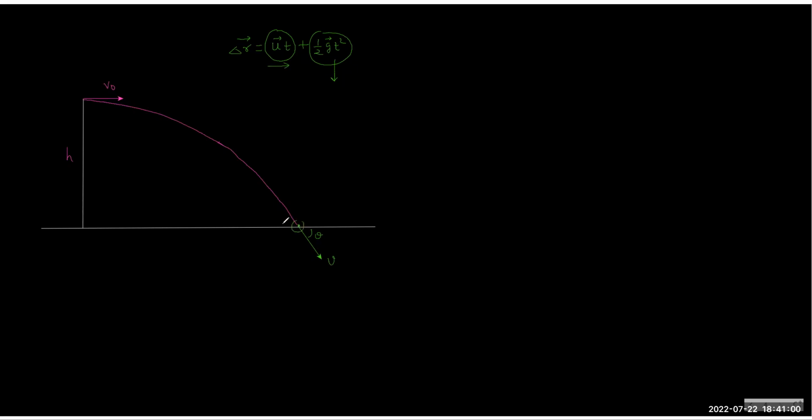So this is my final destination. So the resultant vector must be like this. Can you see this? Delta R is this. And this delta R is made of these two vectors. One is horizontal, the other is vertical. So how will my triangle look? Can you guess? Hopefully you can guess. This is U T. And this is half G T square, because it must be vertical, right?